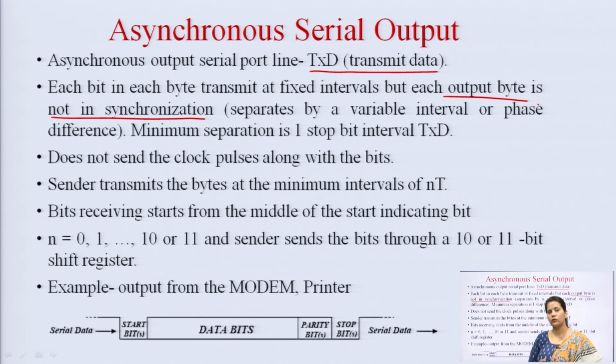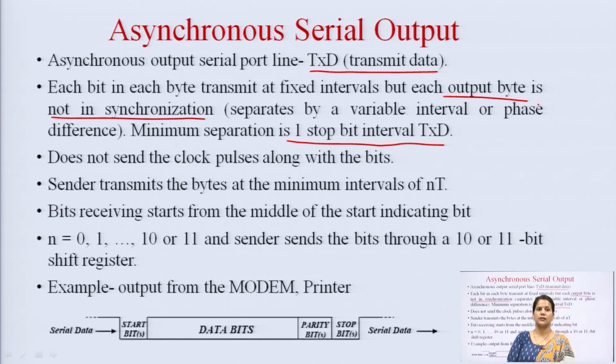On the contrary to the synchronous serial output mode, in which there was a clock that set up the synchronization, here the clock is not there; the start and stop bits are only used to make the synchronization. So, bytes are separated by a variable interval or phase difference. The minimum separation is 1 stop bit interval. The transmit data does not send the clock pulses along with the bits. So, the clock pulses are not sent in this scheme.